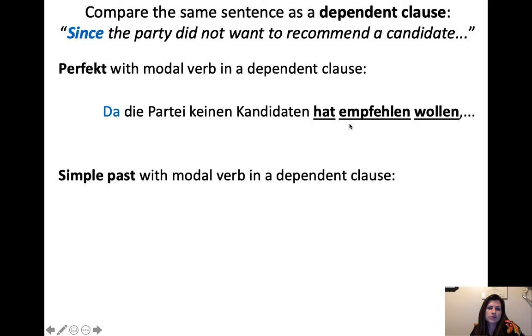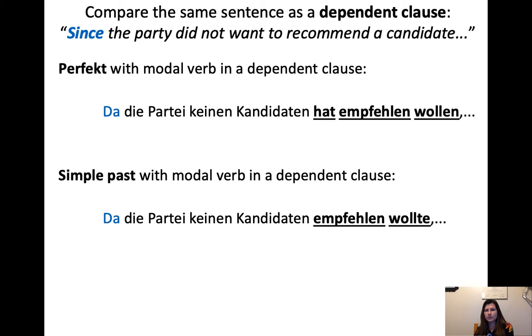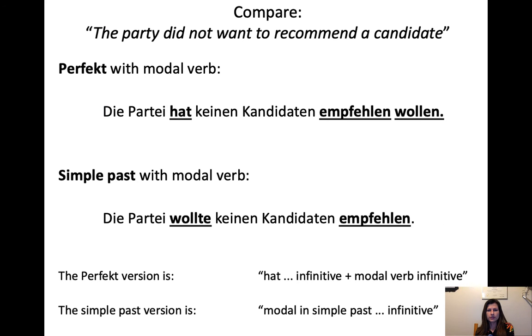Yeah. So let's try with just the simple past instead of trying to do the perfect. When we do the simple past, we don't have to worry about that hat anymore. It's not there. It's just the simple past of the modal verb. So we would say, da die Partei keinen Kandidaten empfehlen wollte. It's simpler because we only have two verbs to deal with, and compare the version that's not a dependent clause, it's just the main clause. Die Partei wollte keinen Kandidaten empfehlen.